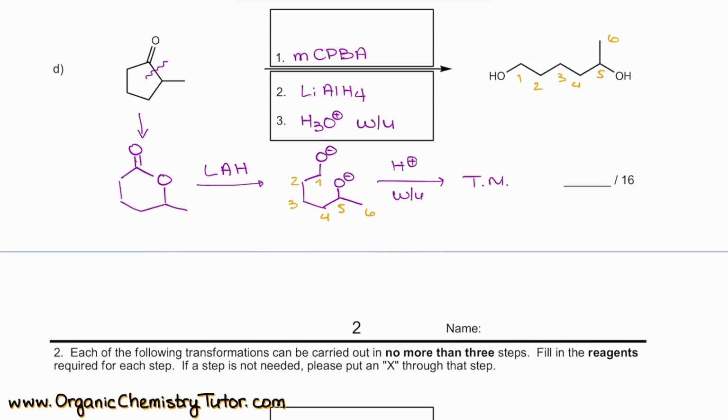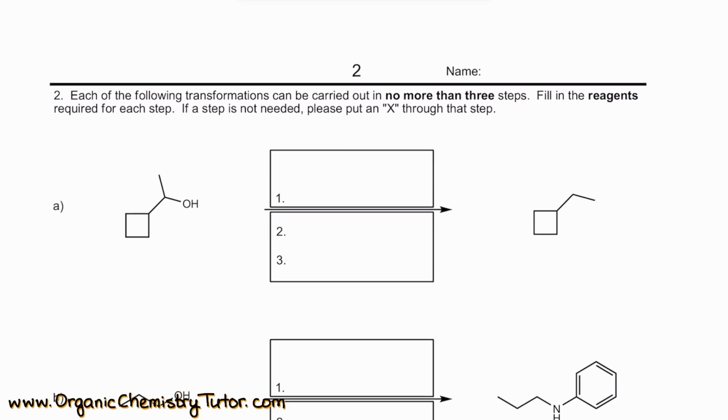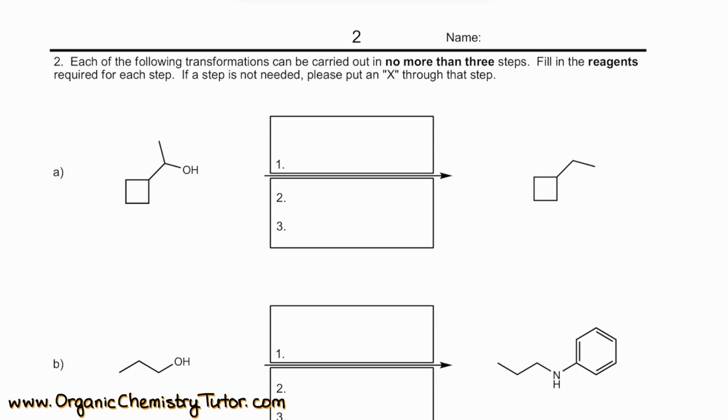All right. Moving on to the next page, looks like we have another page of same type of a deal where we need to find the possible reagents. So what I'm seeing in the first one, we have an alcohol, and we essentially need to get rid of this alcohol, preserving the rest of our structure. There are multiple ways how we can accomplish that.